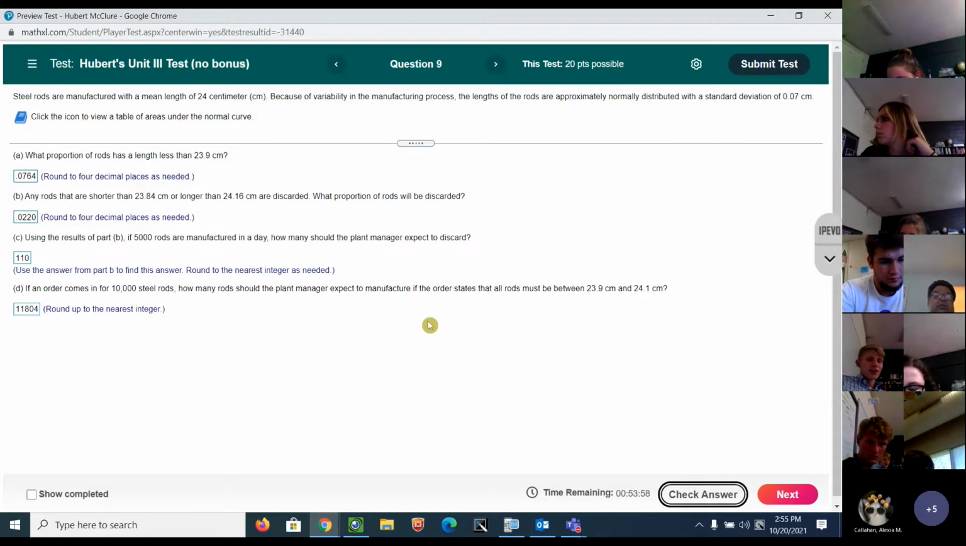I want you to make a sentence on that last one because you need to understand what you just calculated. You just calculated how many bolts the company needs to make in order for a truckload of 10,000 good bolts to go out.